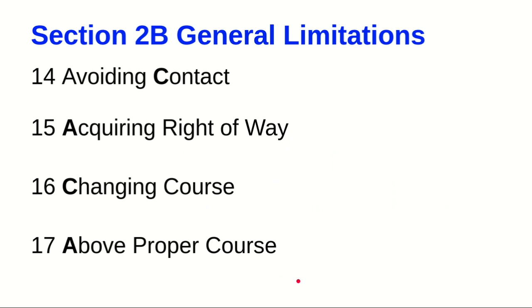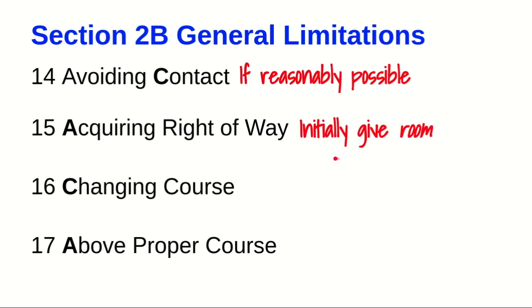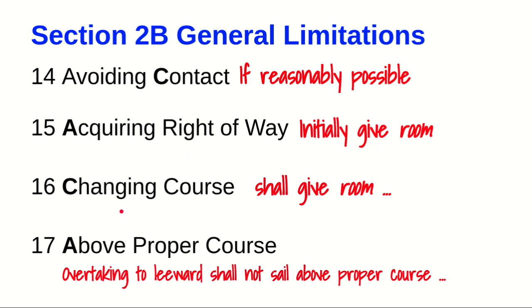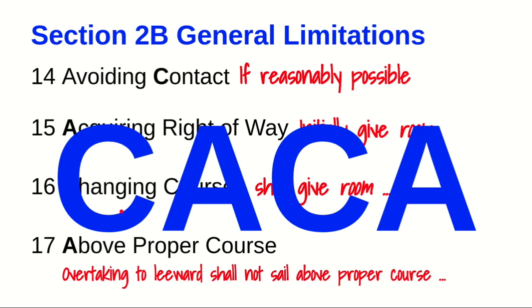Okay, once we've established who has right-of-way, the right-of-way boat has some limitations, and there are 4 general limitation rules in section 2B. A right-of-way boat must avoid contact if reasonably possible. When acquiring the right-of-way, you shall initially give room. A right-of-way boat that changes course shall give room, and when overtaking to leeward, a right-of-way boat shall not sail above her proper course. I remember these ones with caca: contact, acquiring, changing and above, because you'll be in a lot of caca if you don't know your limitations. Okay, that's the summary of the rights and the limitations.